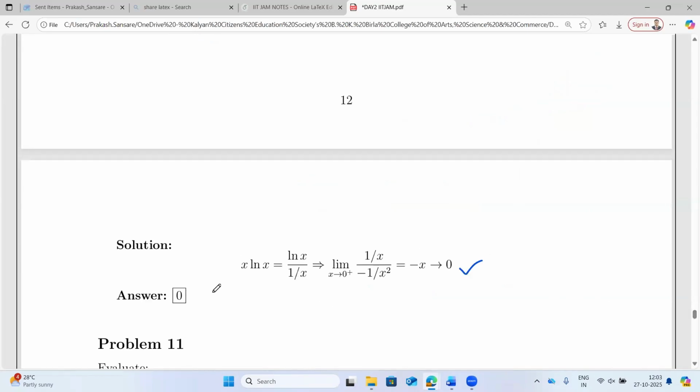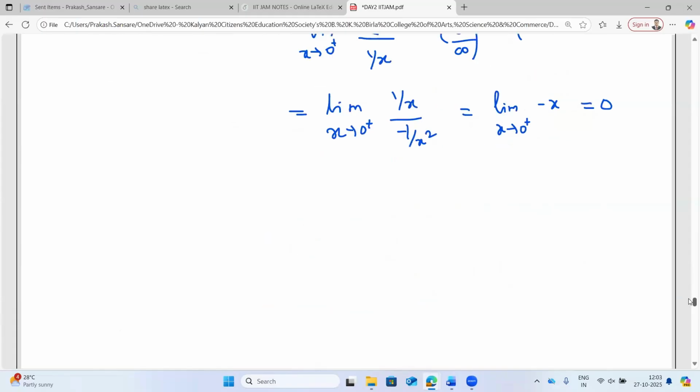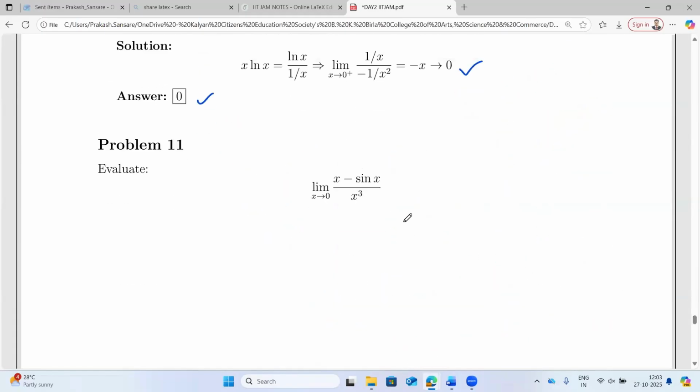The answer is 0. So maybe this was problem number 9, 10, maybe 11th one. This again uses L'Hospital's rule. I'm sure that you will easily get it because here the x derivative, it is 0 by 0 form.